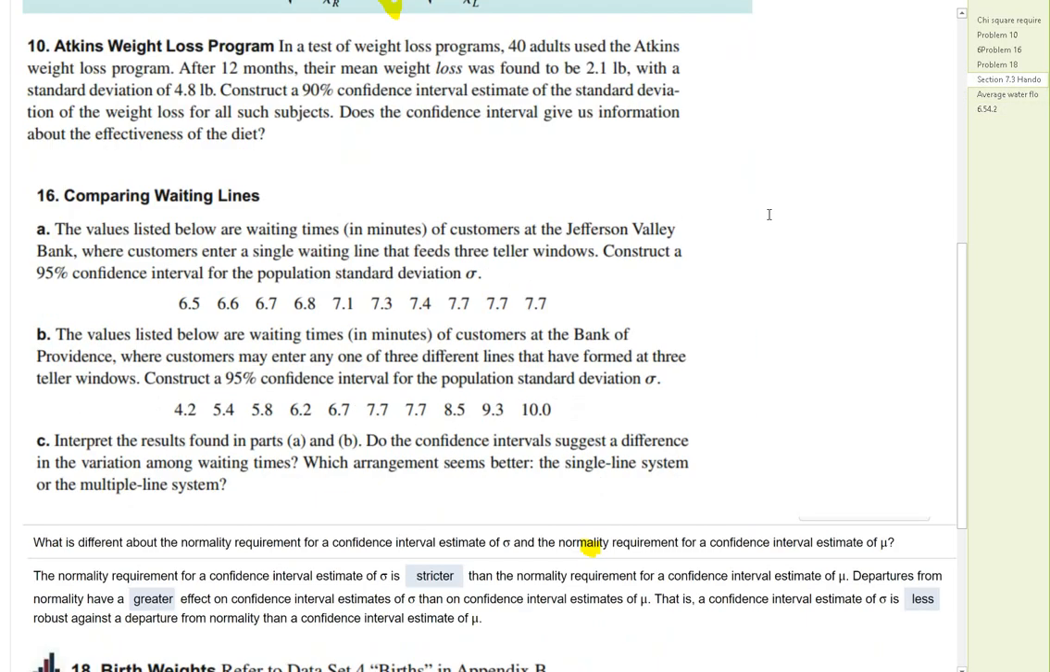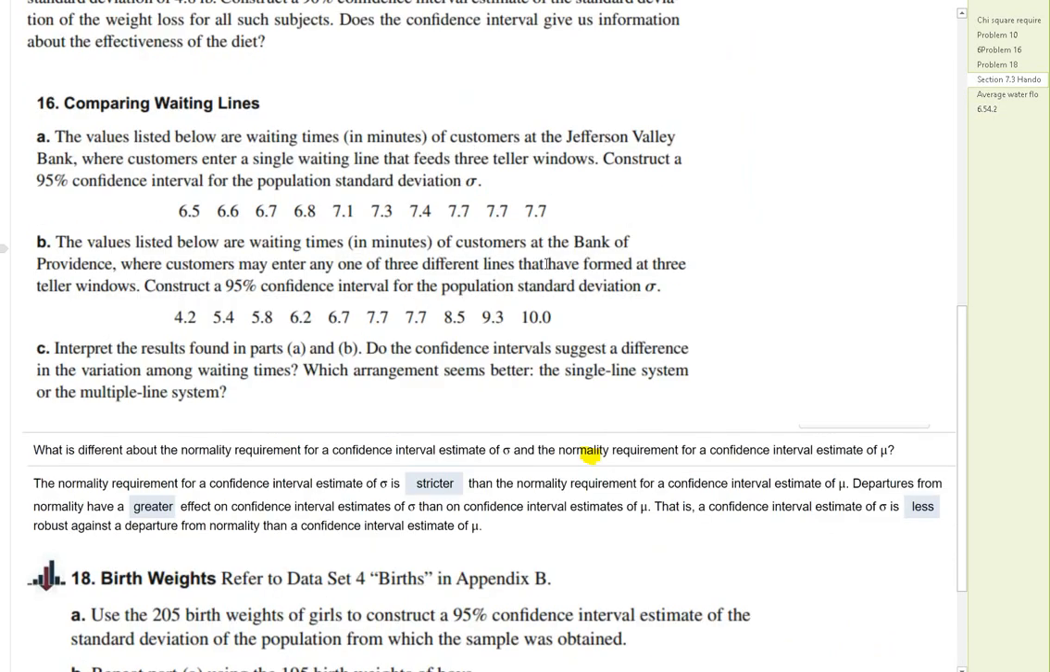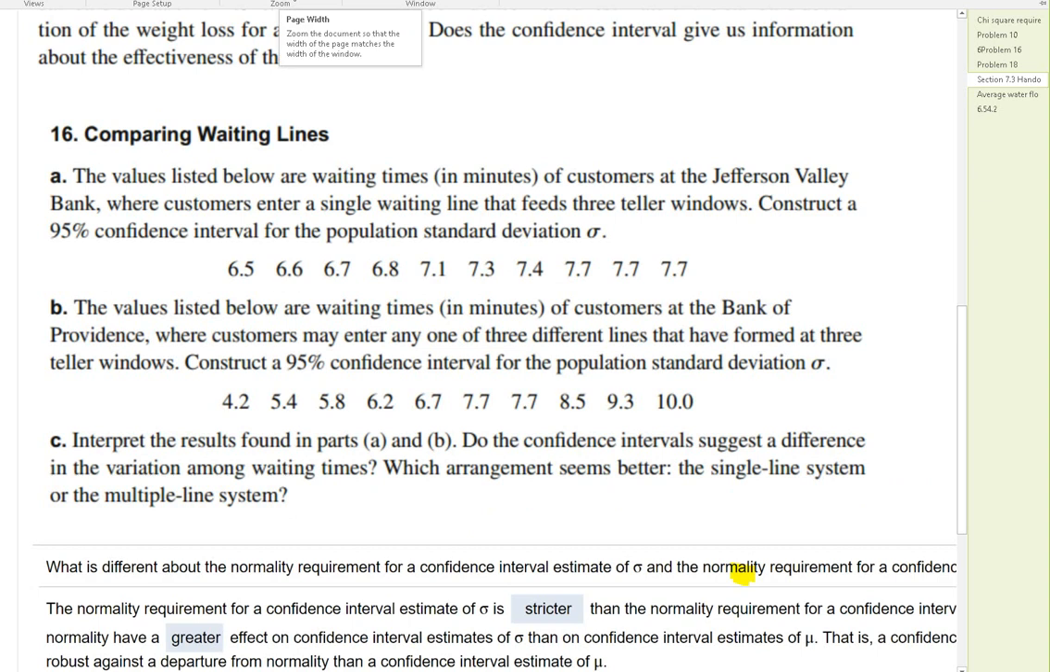Let me see if you can guess something first. Going back to the handout, which bank, the first one or the second one, Jefferson Valley Bank or Bank of Providence, the data set from A or B, looks like it's probably going to have a bigger standard deviation? B. Why do you say B? Data is more spread out. Standard deviation reflects how spread out the data is. The data here is more spread out, so it's going to have a larger standard deviation.